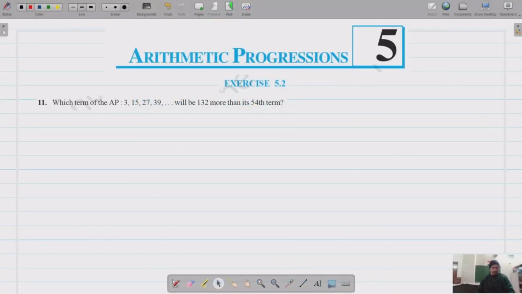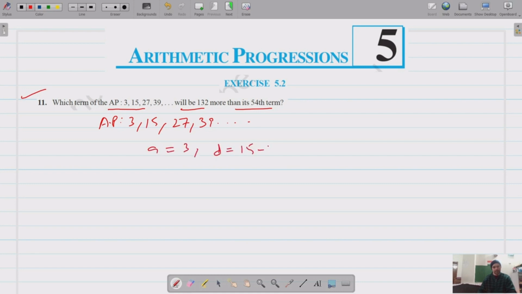Okay, so for question number 11, it says which term of this AP will be 132 more than its 54th term. So our given AP is 3, 15, 27, and 39. So A is 3 and D is 15 minus 3, which is equal to 12. And now it says which term? So let's say it's the nth term, and it will be 132 more than the 54th term, A54.